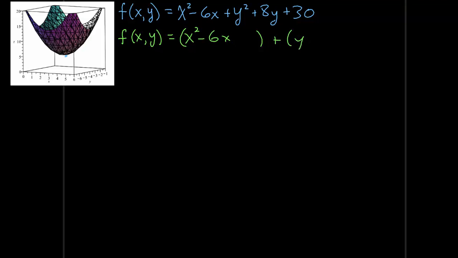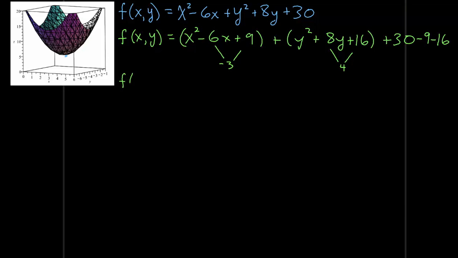Group my y's together. I'm getting ready to complete the square. I take half of this -6 and get -3, square it, and add a 9. But I can't just add a 9 without subtracting a 9. It would be unlawful. If I take half of the 8, I get a 4, square it to get a 16. So I've got to subtract off a 16.